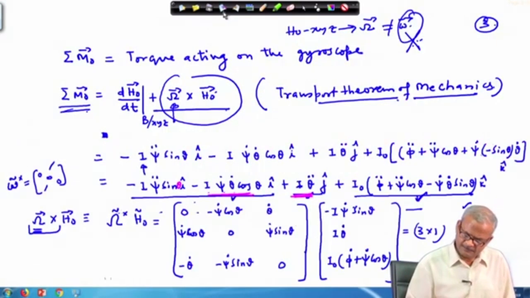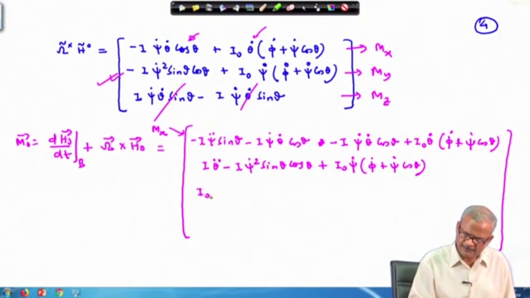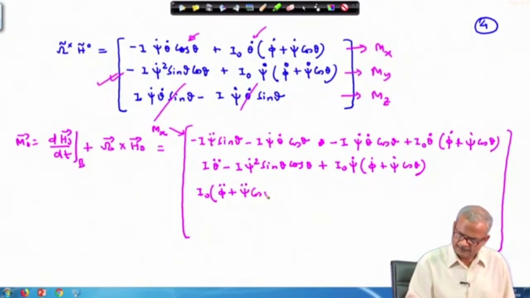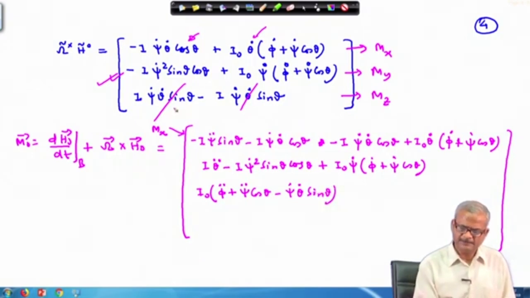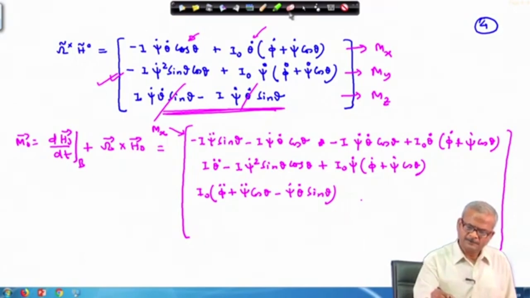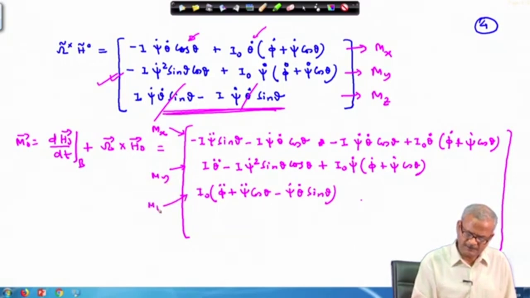And the third term here is I 0 times this quantity. The first term was differentiated, phi double dot, thereafter psi dot and then cos theta was there, so cos theta, and then with minus sign we have psi dot sin theta appearing here. Here in this place this quantity cancels out, so that part is your 0. This part is not counting, so we remove it from this place. Therefore, what we have got here is your m y and this part is your m z.